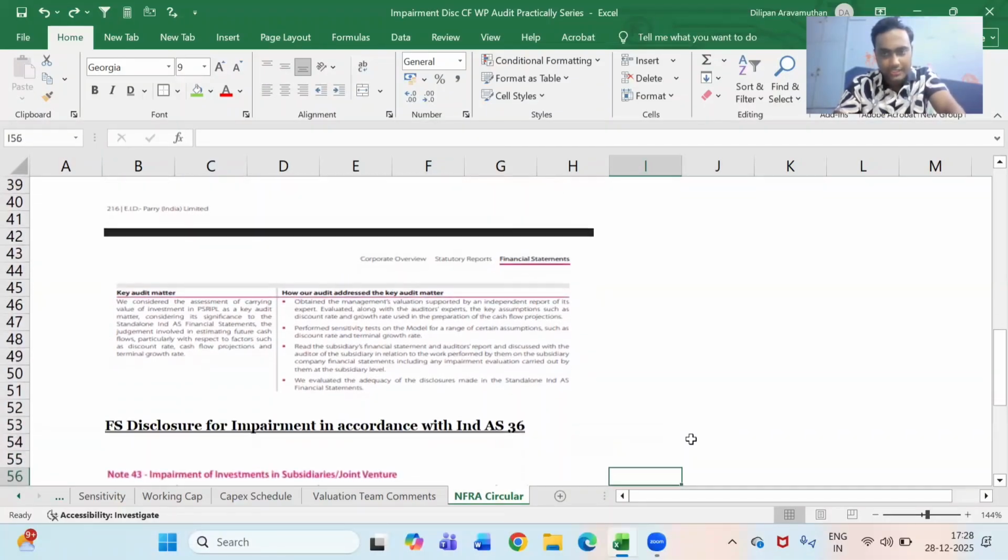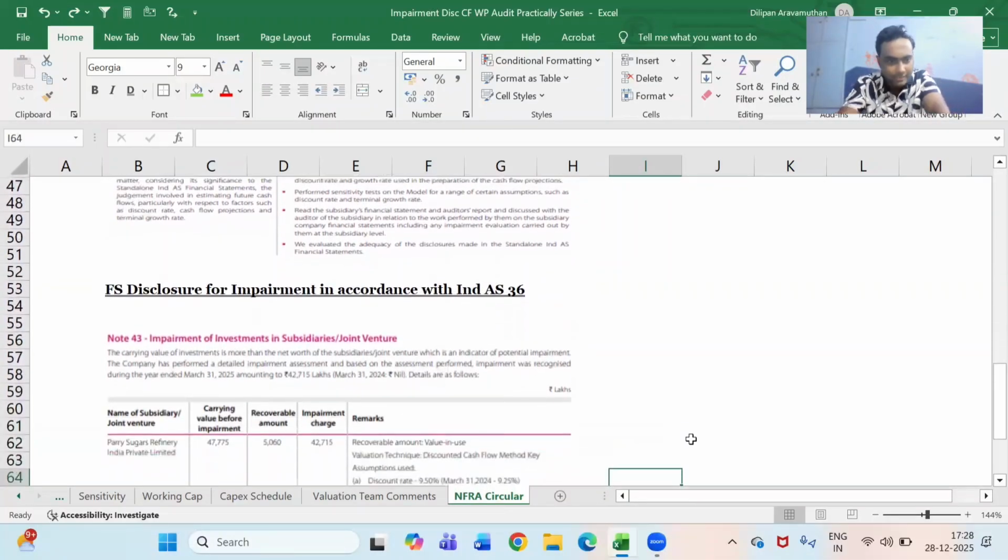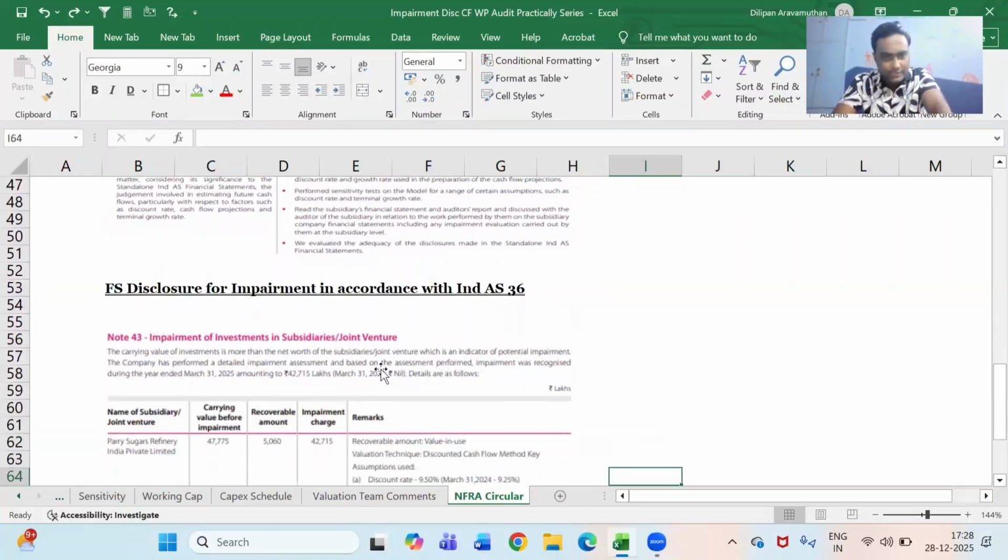Yes, I'll show you the disclosure again for the same company. You'll get an understanding. Note 43. The carrying value of the investments is more than the net worth of subsidiary, which is an indicator of potential impairment. However, the indicator for us was different in our case, in the sense that the results were not as well as we expected. The results were adverse from what we expected.